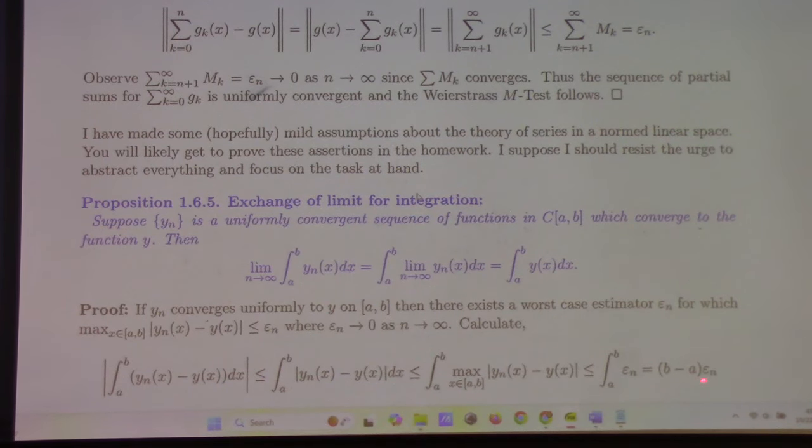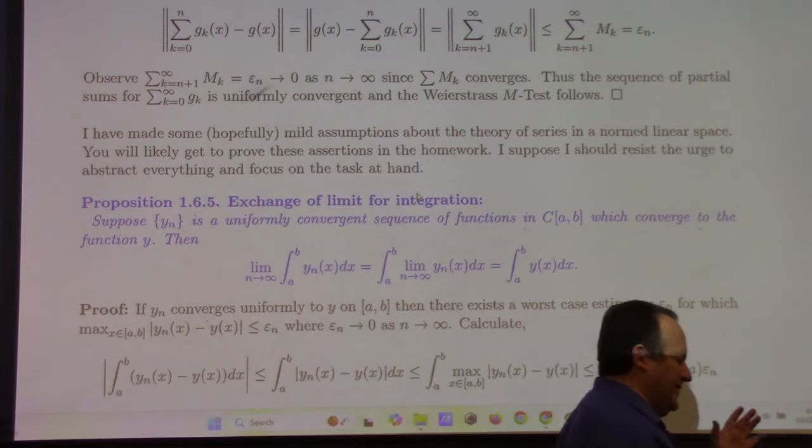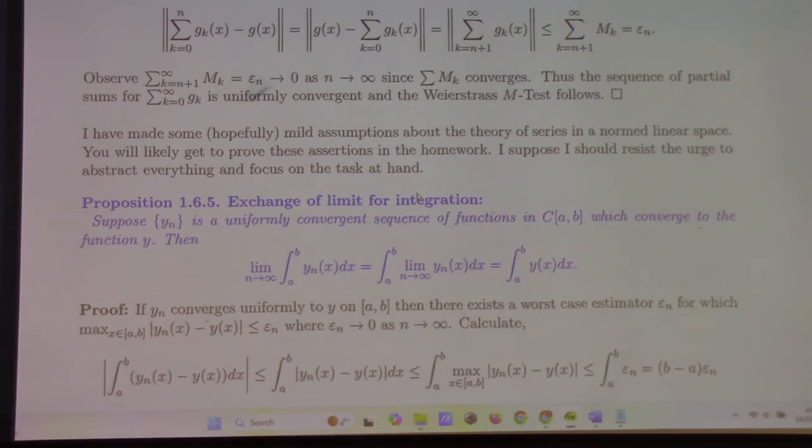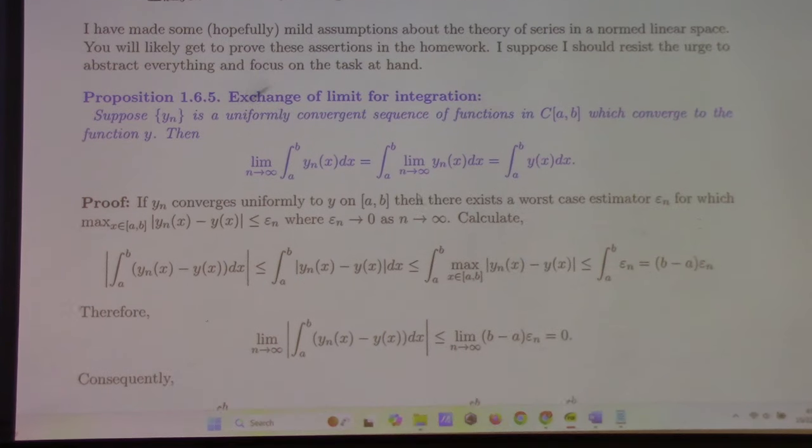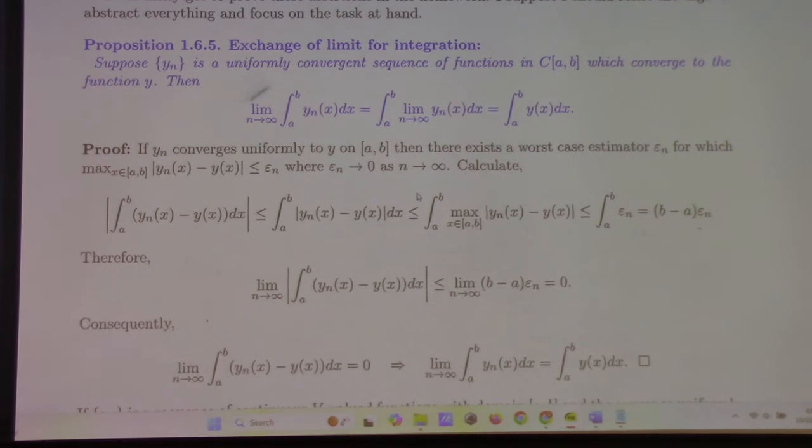But anyway, that's b minus a times epsilon when you do the integral. I seem to be missing a dx. Don't tell my Calc 1 students. So that goes to 0. And if that goes to 0, that means the limit of the absolute value of something goes to 0 as n goes to infinity, which, because of the way limits work, implies that the limit as n goes to infinity of the something inside the absolute value must be 0. But if that's 0, that forces this to be equal to that, which is what we're trying to prove.